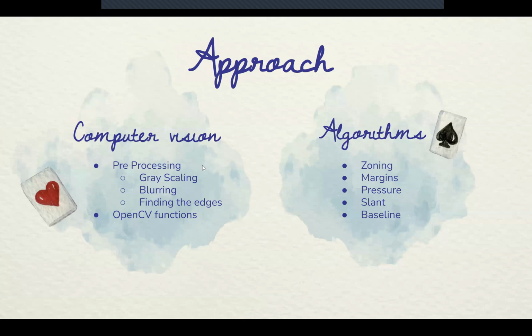Our approach was using OpenCV and then using algorithms to analyze the data that we got from OpenCV. One of the major things we needed to do was the pre-processing of the data. First we got the image, we grayscaled it, then we blurred it, and we found the edges, so we can get only the contours of the image to see the handwriting on the page. After that, we would use OpenCV functions to draw lines or build bounding boxes, ellipses, and to find the centroids.